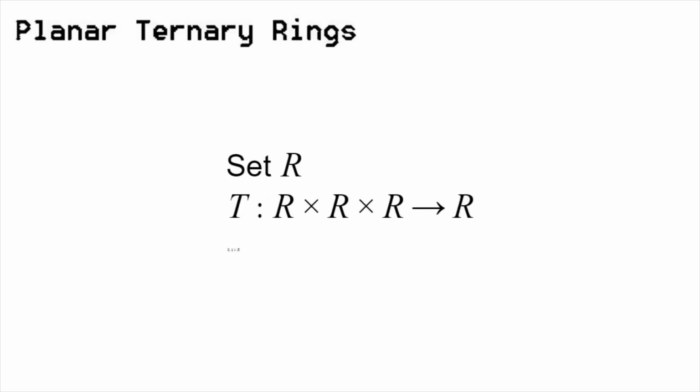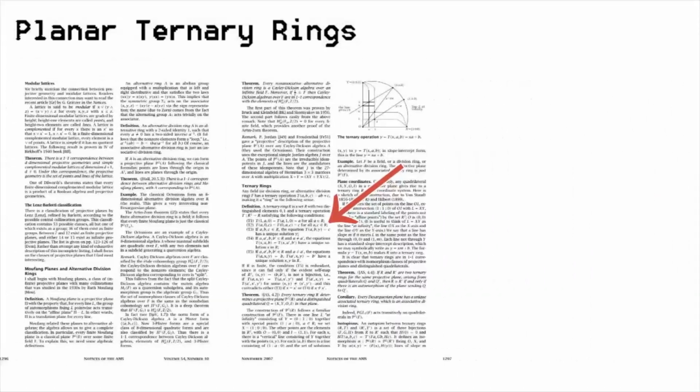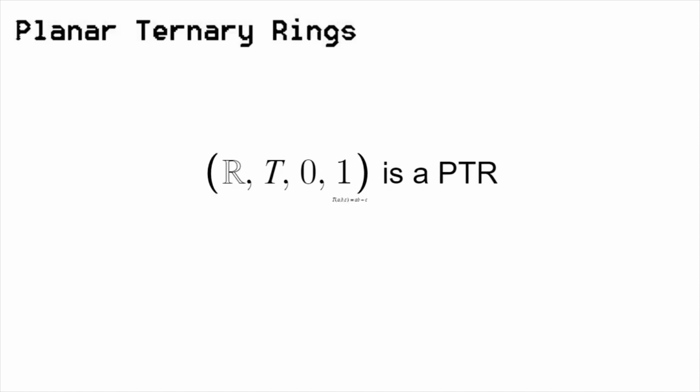Planar ternary rings, or PTRs for short, are a class of algebraic structures. They consist of a set R with the ternary operation T and 2 constants 0 and 1, all of which satisfy 5 axioms. For the particular phrasing of the axioms, I'll be drawing from Charles Weibull's Survey of Non-Desarguesian Planes. As it happens, the real numbers are an example of a PTR with the operation T(a, b, c) equals a times b plus c. That'll be worth keeping in mind as we go through the axioms.